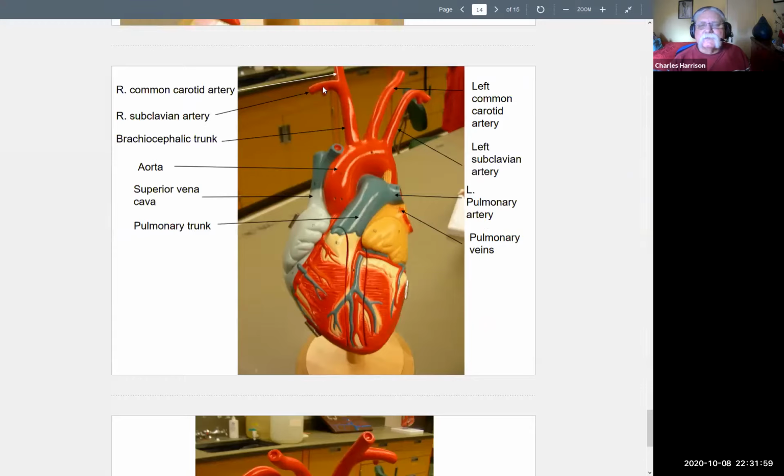Well, I told you here's the right subclavian. Here's the brachiocephalic. Here's the left common carotid. Here's the left subclavian artery. These will be rolling off your tongue when we get to the next section. I know you don't want to hear all these words today, and do you have to know them today? No, but the more frequently you hear them, the better they'll sink in. Aorta, superior vena cava, pulmonary trunk, pulmonary veins, and this is the left pulmonary artery. The right one comes out here.